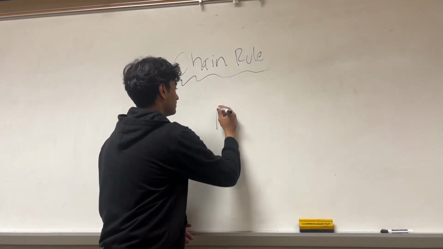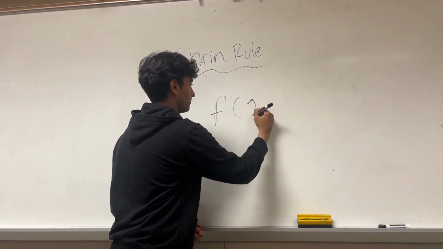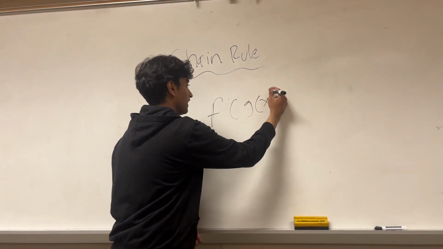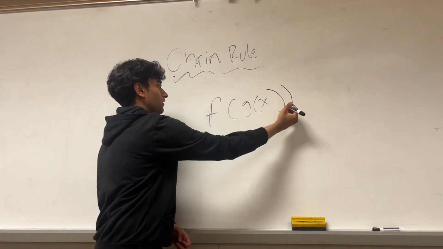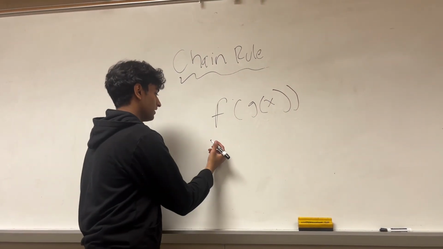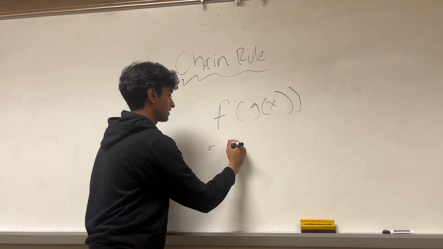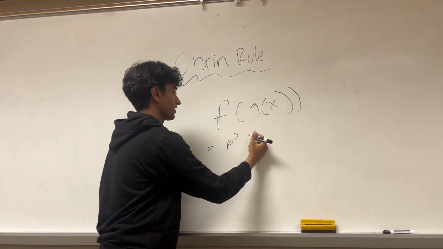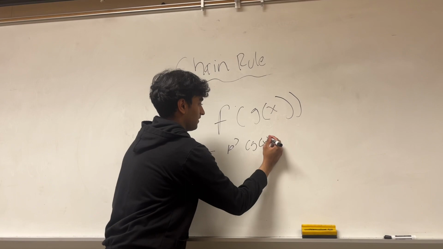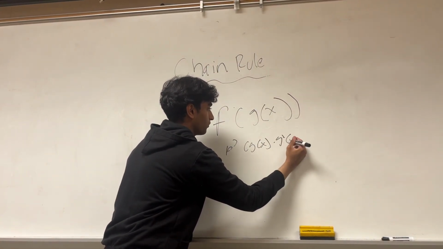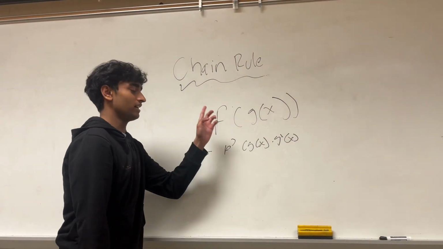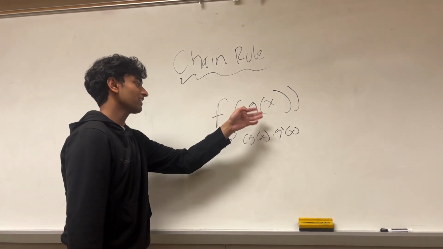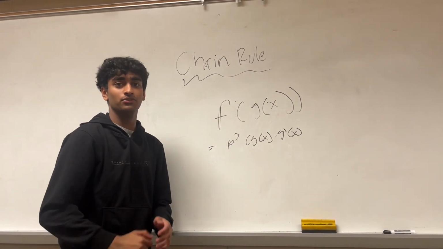So the chain rule is used to find the derivative of f of g of x, so a function inside of a function. The chain rule is basically a set of steps that helps you find the derivative of this using this equation. So whenever you need help trying to find a derivative of this thing, you can always use this formula. So thank you for listening.